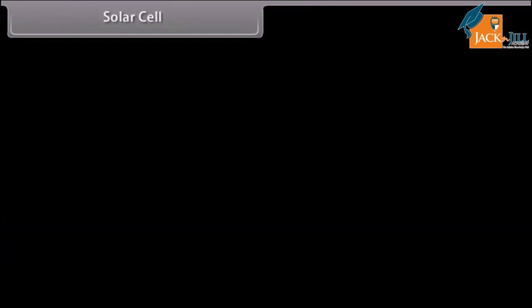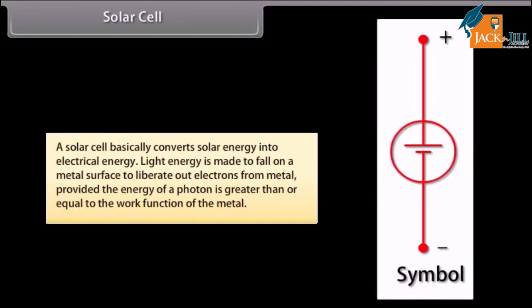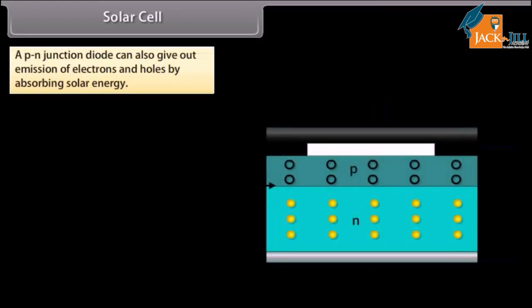Solar cell. A solar cell basically converts solar energy into electrical energy. Light energy is made to fall on a metal surface to liberate electrons from the metal, provided the energy of a photon is greater than or equal to the work function of the metal. A p-n junction diode can also give out electrons and holes by absorbing solar energy. The P material at the top is very thin compared to the thickness of the N material.